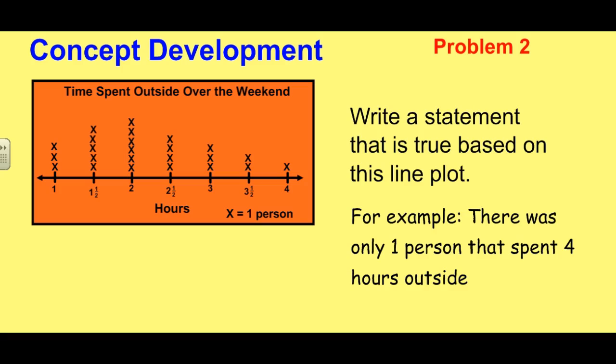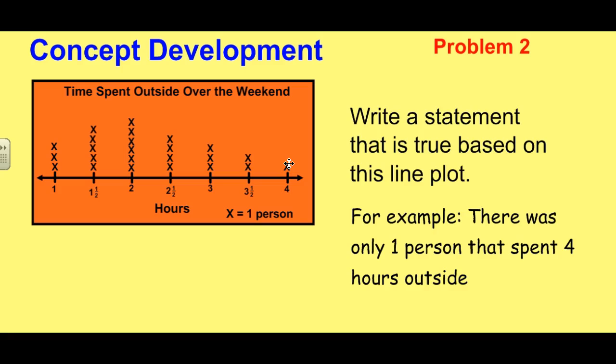Now we're going to practice. You're going to write your own statement about this line plot that could be true. And I put an example up there so that you had an idea of how to do it. My example was there was only one person that spent 4 hours outside, because whenever I look at 4 hours on the line plot, I see 1 x. So that tells me that that statement is true based on what the line plot is showing.